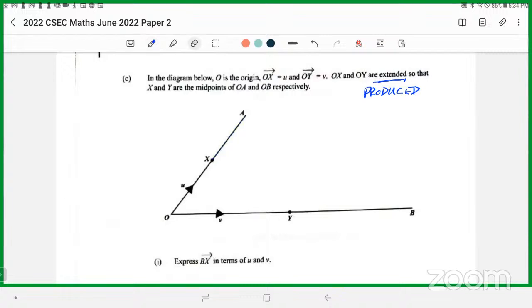All right, so look out for that word sometimes. Instead of extended, it might say produced. So that X and Y are the midpoints of OA and OB.